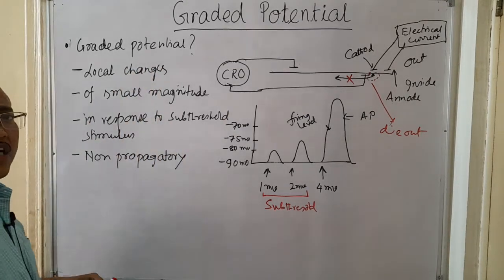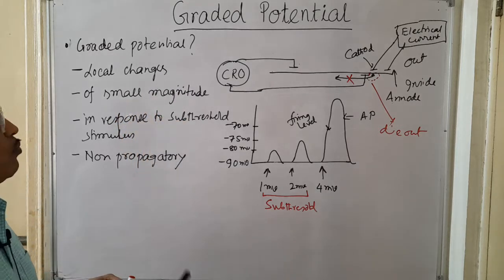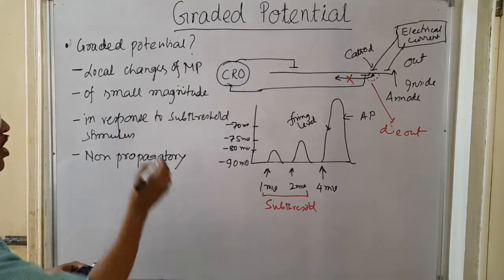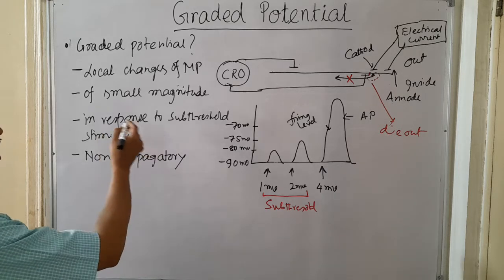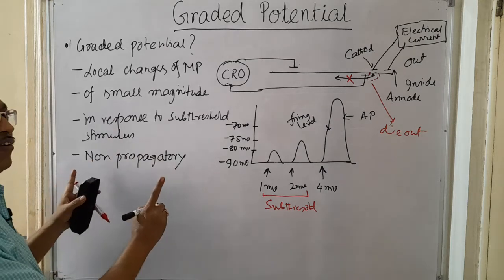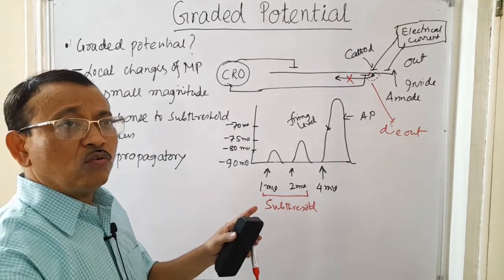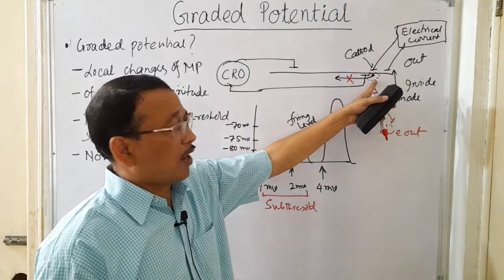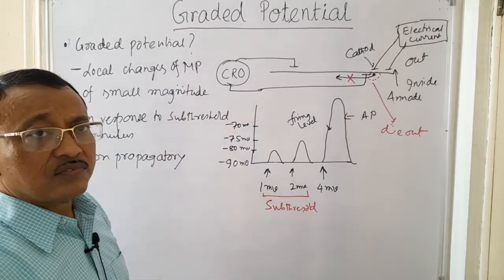So what is graded potential? Graded potential is the local changes of the membrane potential, local changes of membrane potential of small magnitude, which is originated in response to subthreshold stimulus, and that is non-propagatory, that dies out within 1 to 3 millimeter of the site of application of the stimulus. So this is the graded potential.